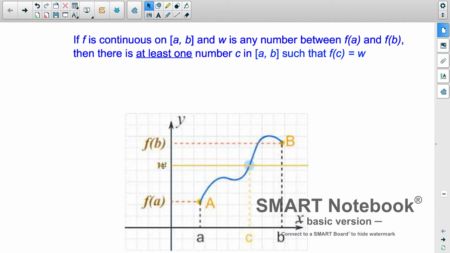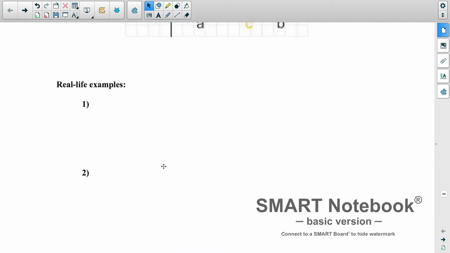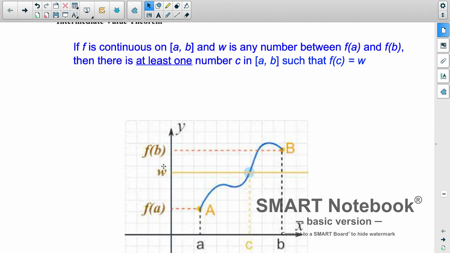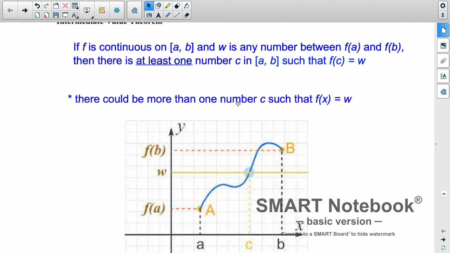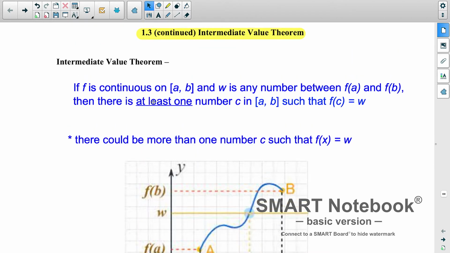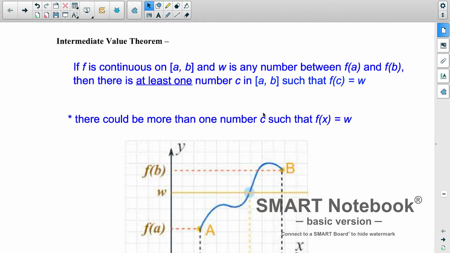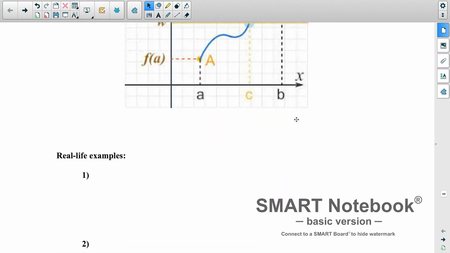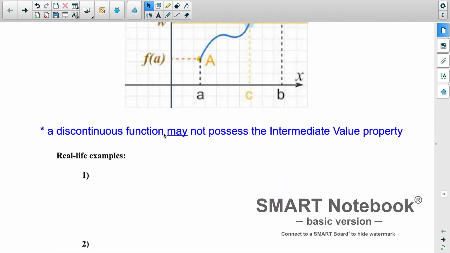Okay? I'm going to give you some real life examples of this in a second. I think it'll be clear exactly what this is stating. By the way, there could be more than one number. I mean, obviously there's not in this case. You can actually see the graph. But it's possible with the intermediate value theorem that there's actually more than one number that falls between f of a and f of b, in which case we're calling it w. Okay, there could be more than one. And if it's discontinuous, then it may not possess the intermediate value property.